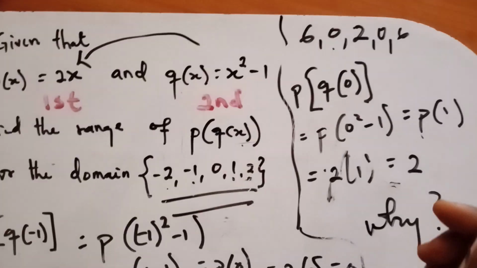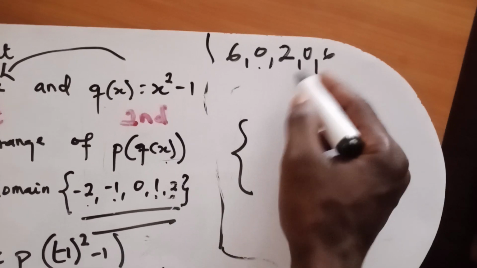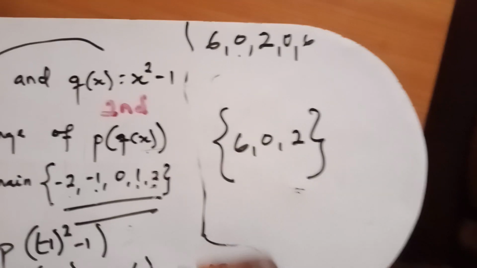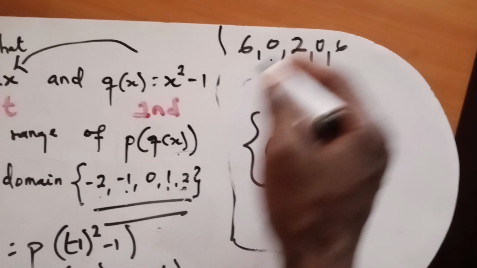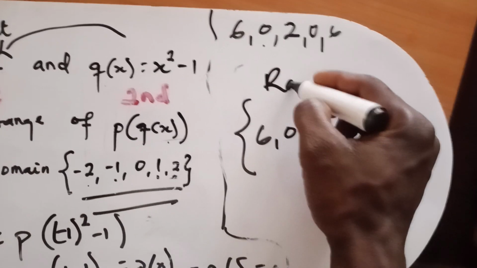So how do you write the range here? Your range here should be 6, 0, and then 2. Only 3 of them. Is that okay? Because the 2 people are going to 1 person, they are paying the same tax. It's being repeated. So this is our range.